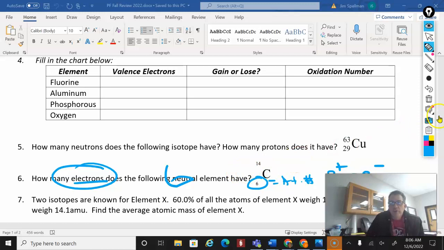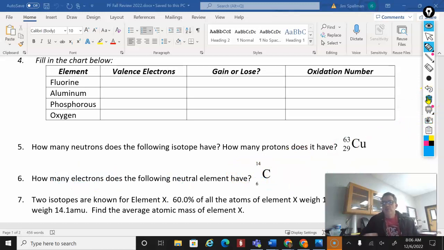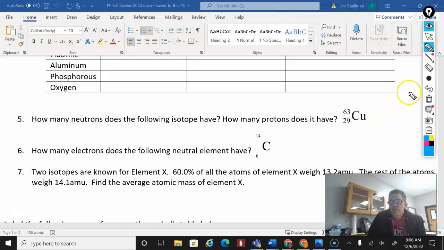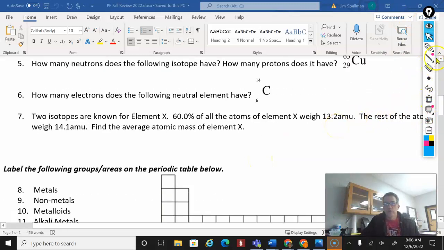Okay, and then finally, question number 7. This is one of our average atomic mass questions. I had a question like this just about on every single test we've had this year. In order to get the average atomic mass, we need to figure out the method for calculating what's called a weighted average. Normally, when we do an average, we add everything up and just divide by how many we've got. But in this case, it's telling me that 60% of all the atoms weigh 13.2. All right, so 60% weigh 13.2. And then it says the rest weigh 14.1.